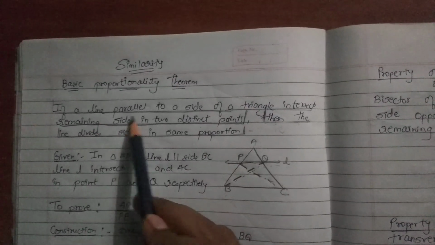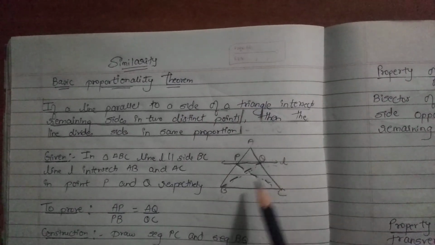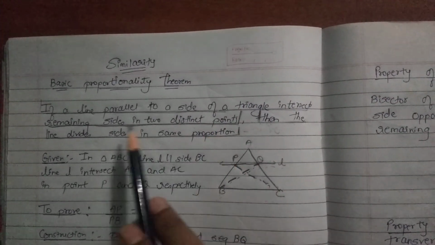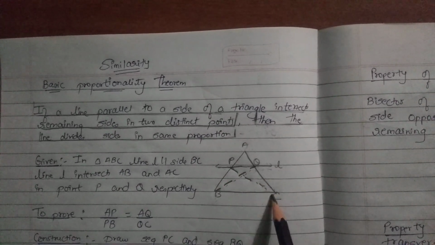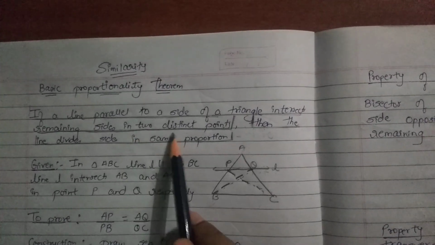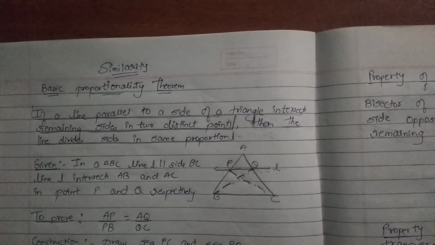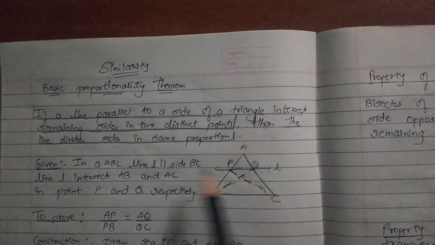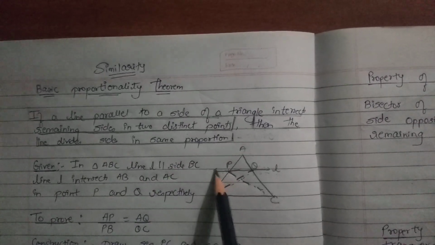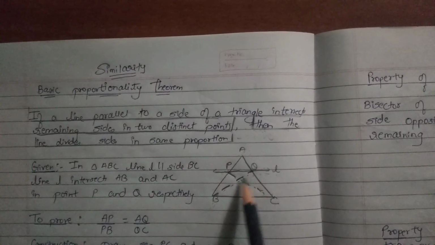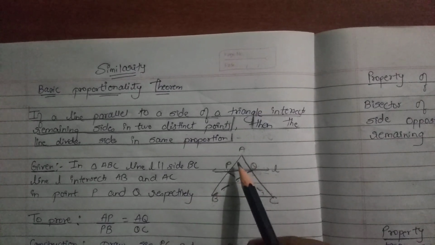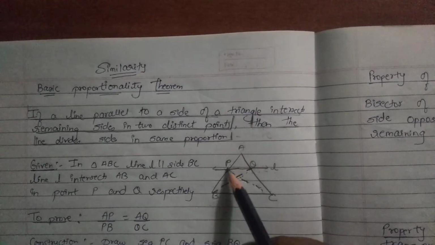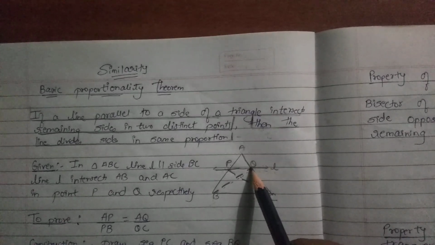So, if a line is parallel to a side of a triangle, means one triangle is there and a line is parallel. This line L is parallel to side BC and intersects the other sides in two distinct points, P and Q. What do we have to prove? The line divides these sides in the same proportion, means we have to prove that AP upon PB equals AQ upon QC.